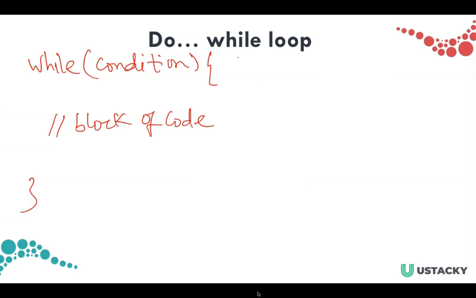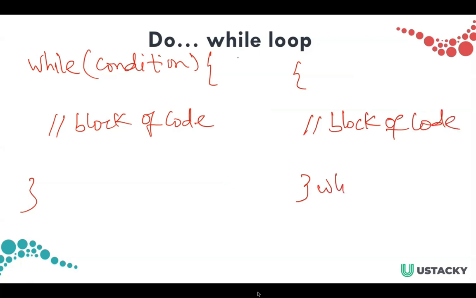But for do while loop, just assume you have the block of code first. This is the block of code. And the while statement here. This is the condition. And lastly, you had do here.